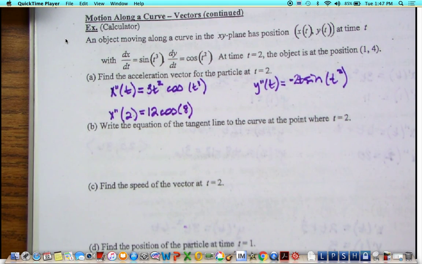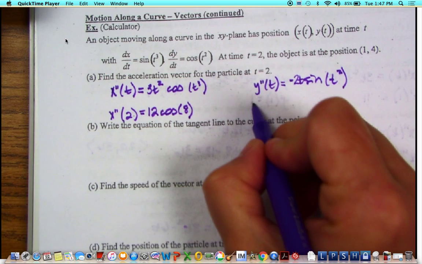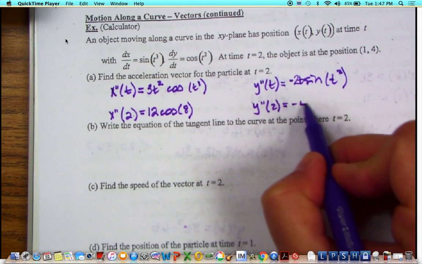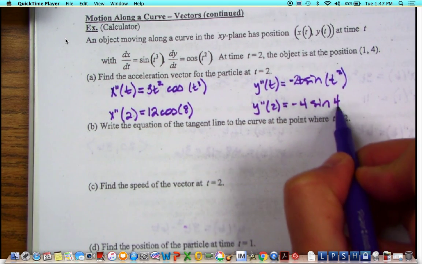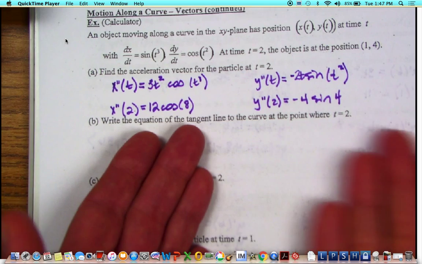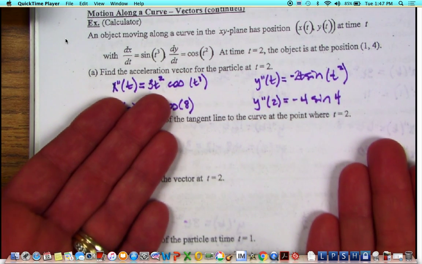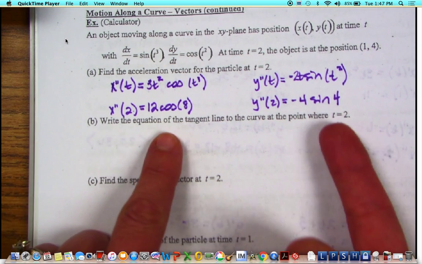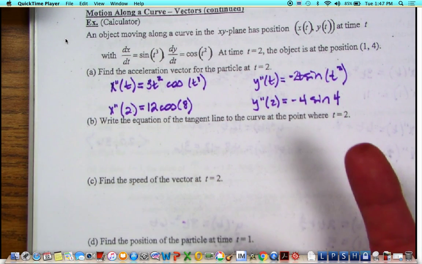And even though this is a calculator question, you could leave it exactly like that, and I would. And then y double prime at 2 is negative 4 sine 4. You have to plug it into your calculator. Yeah, so you can either plug those into your calculator and write the decimal approximations, or you leave them exactly like that. You do not have to do that at all, because this is an exact answer. It's better than the calculator approximation anyway.